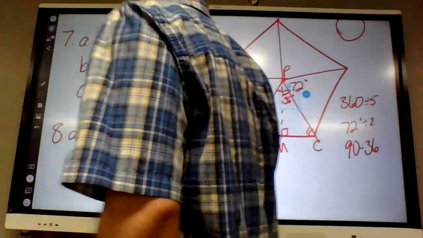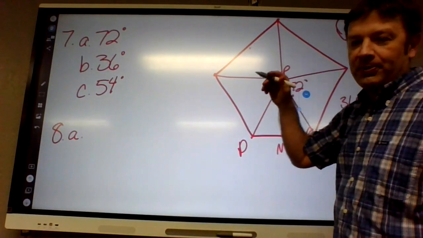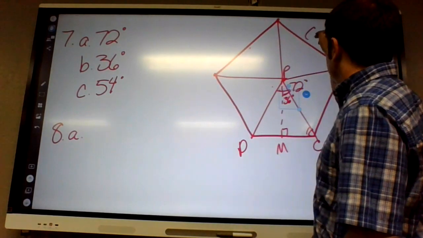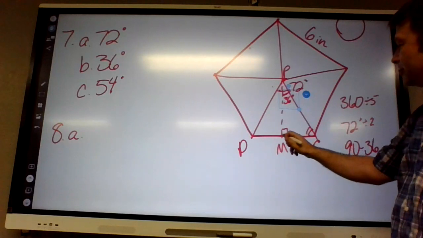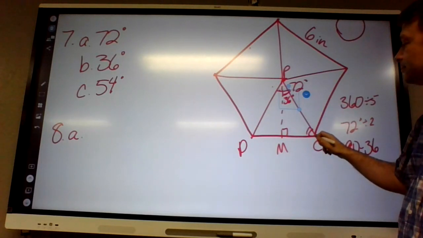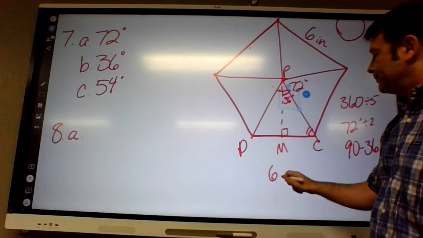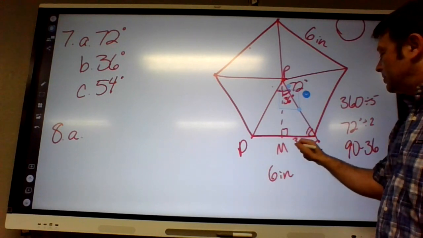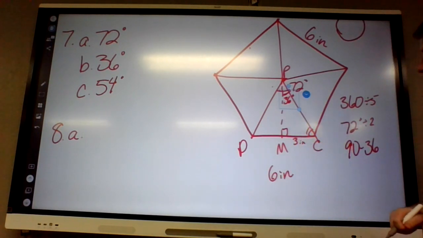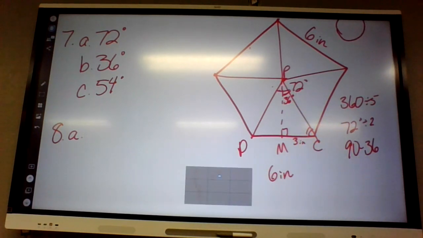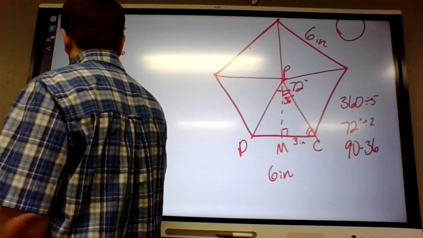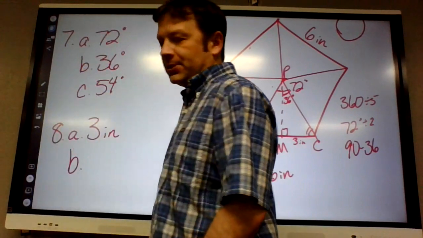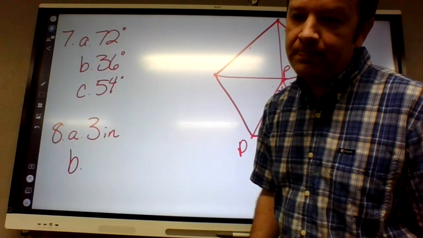MC is the first question. I didn't write this down, but up here in the right corner they put 6 inches. And we know it's a regular pentagon, so how long is MC going to be? 3. So that's 3 inches. That's the A, by the way, 3 inches. Okay, the next question is, what is PM?